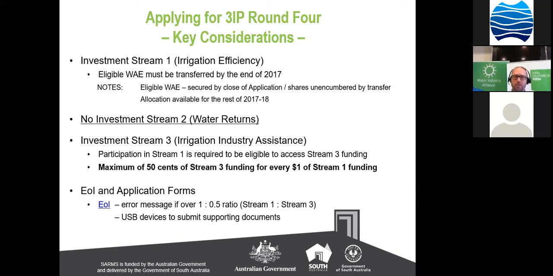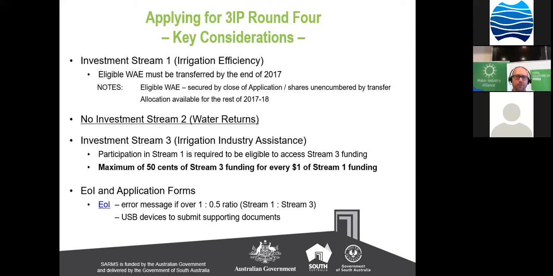Your allocation, if you do return water entitlement, which is the permanent water, to us, your allocation, which is the temporary water on an annual basis, will be available to you, as it has been in previous rounds, for the rest of that water use year. So if you do return water to us in November of 2017, you'll be able to use the allocation attributed to that entitlement right through until the rest of the financial year, so right through until June 2018.